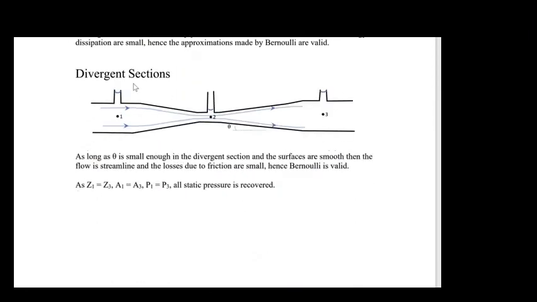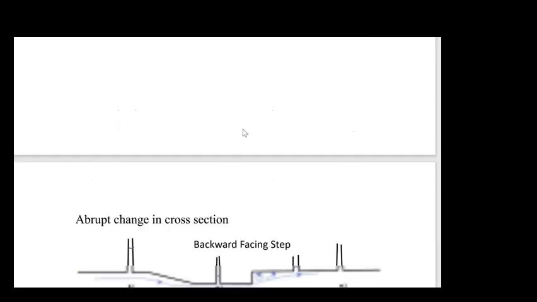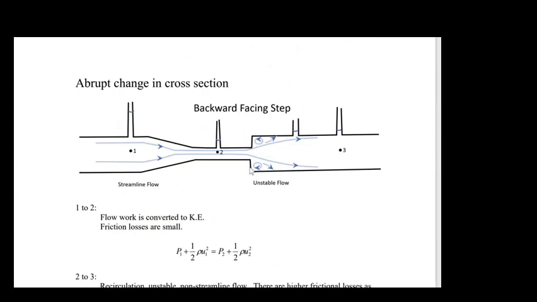Now, let's consider what happens if we haven't got this scenario where we maintain laminar, streamlined flow, due to the fact that we've got small theta. Let's consider something like this. We've got a backward facing step. We've got unstable turbulent flow here. The unstable turbulent flow would result in shearing of the fluid, which would lead to heating of the fluid, which would lead to energy losses.